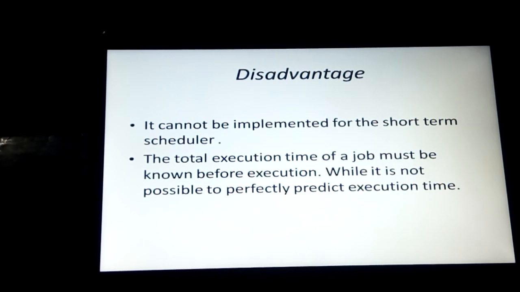Now what are the disadvantages of SJF? First, it cannot be implemented for the short term scheduler. Second, the total execution time of a job must be known before execution. Means before execution, the total execution time we must know. While it is not possible to predict execution time for a long process.